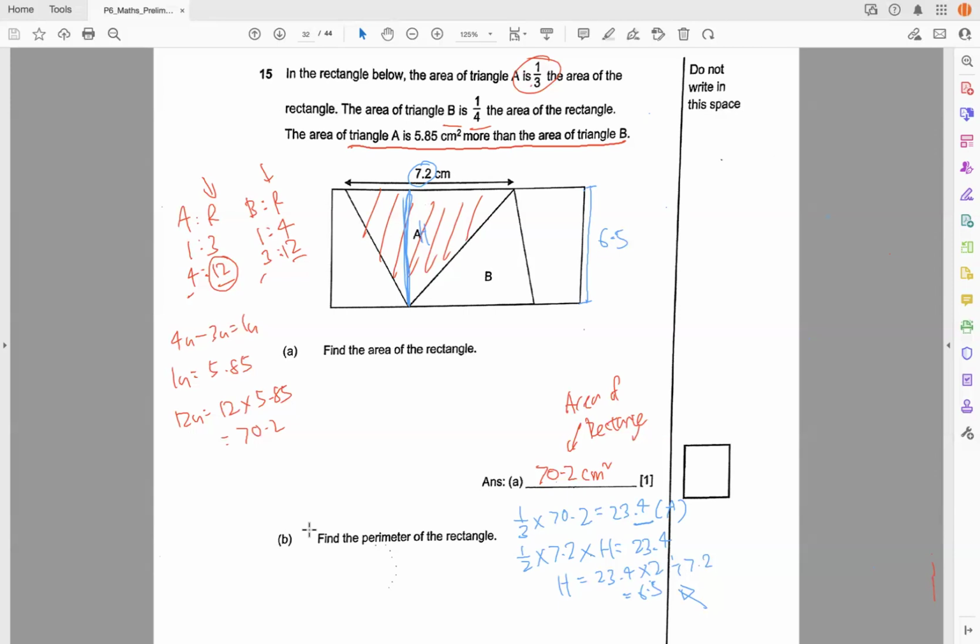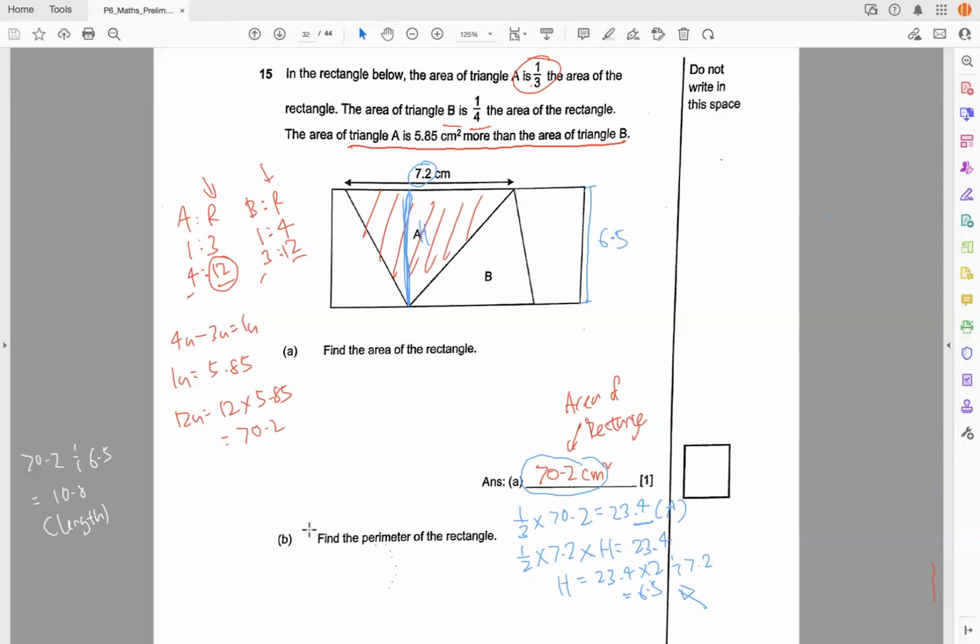Okay? Now the question is the perimeter of the rectangle. I know the area of the rectangle is 70.2. Let me use the area of the rectangle, 70.2, divided by its breadth 6.5. I will get 10.8. This is the length of the rectangle.